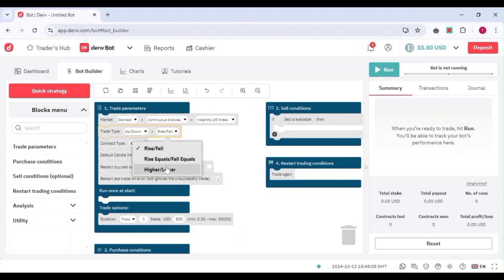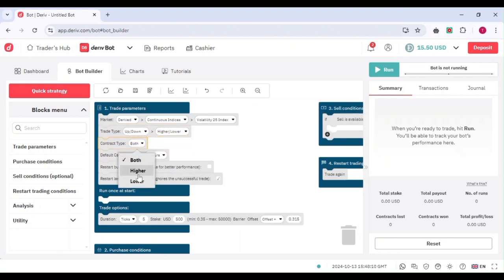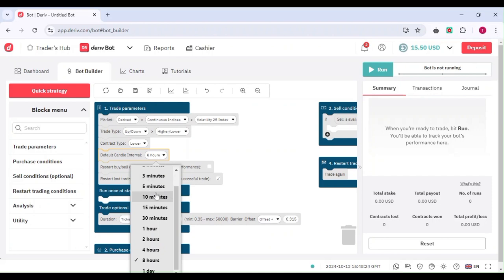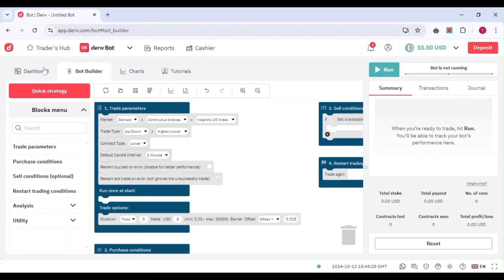So I am on my trading bot and I click higher lower, then that both contract type, the lower type, and then for the stake we will use 5 USD. So you can see we have an account of 15 USD. So we will use that to trade, and then for the candlestick is 1 minute time frame. Then click on the charts after you are now done with the bot builder.